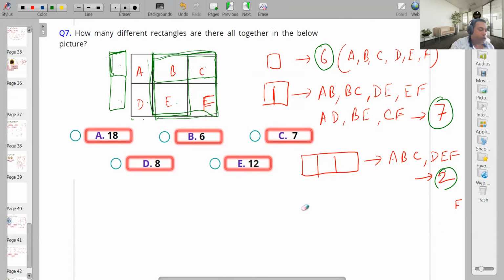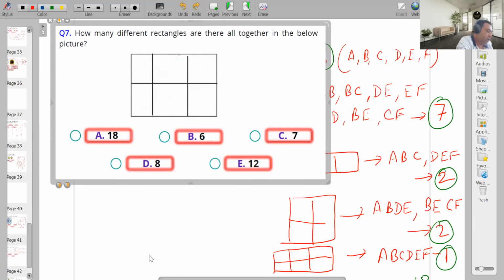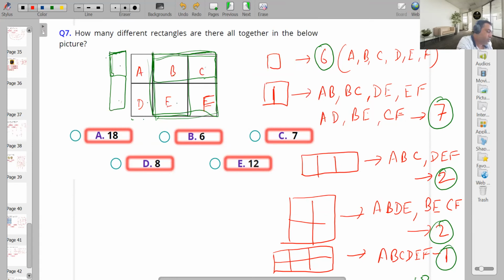Okay. So let's move on to the next question. So your correct answer in this particular question is option A, which is 18. Right? So option A, 18, is the correct answer. All right, let's move to the next question.